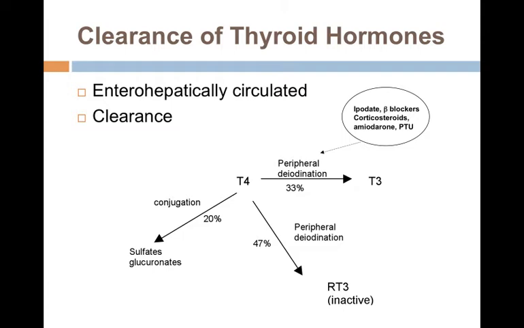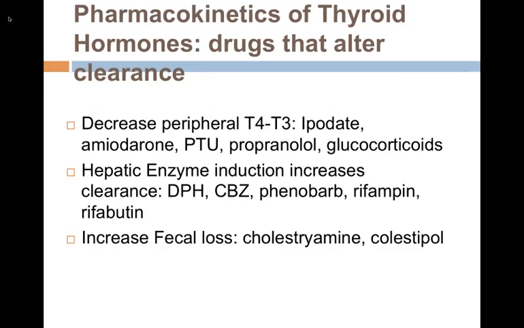So what's important here is that you know that these drugs can inhibit this conversion, especially in a thyroid storm situation. One of these drugs would be the best thing to give to try to stop that activation of the T4. So we talked about the different forms of clearance. As we said, if you want to decrease the peripheral conversion to the active T3 form, you give one of those drugs I just mentioned: amiodarone, PTU, propranolol, beta blockers in general, glucocorticoids.